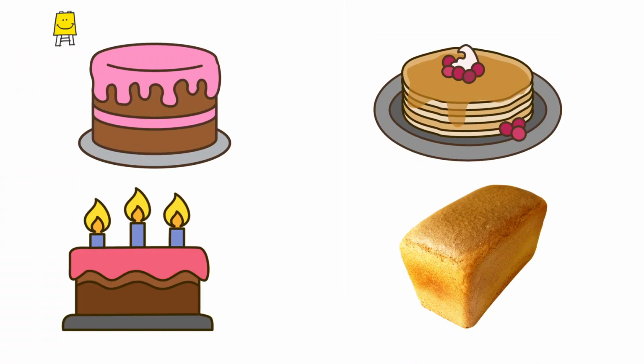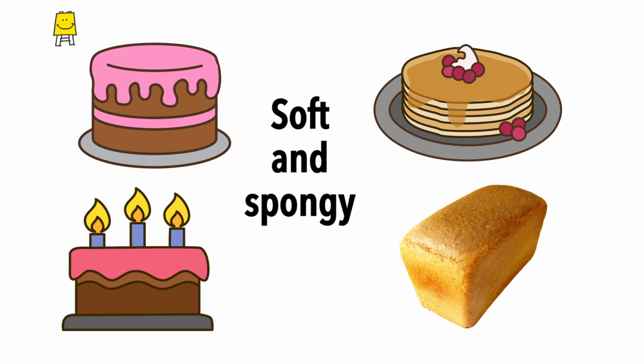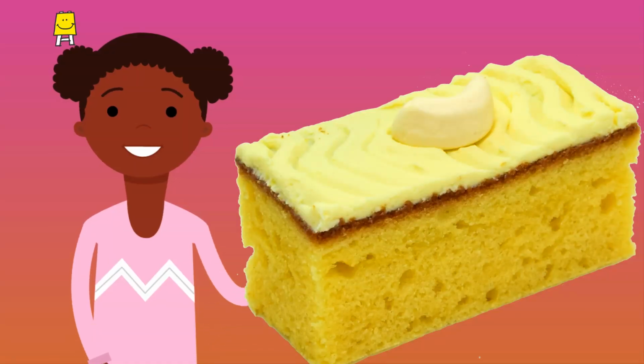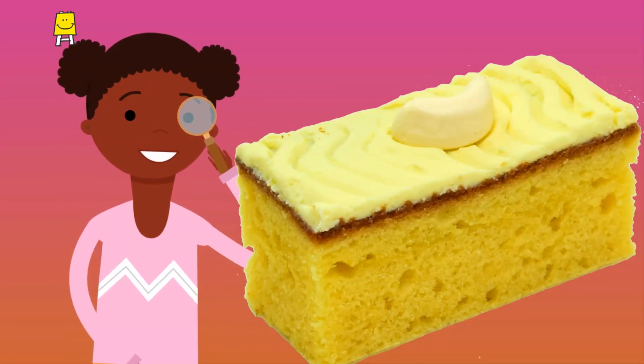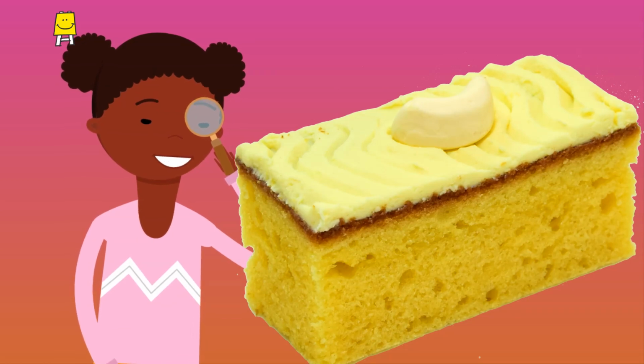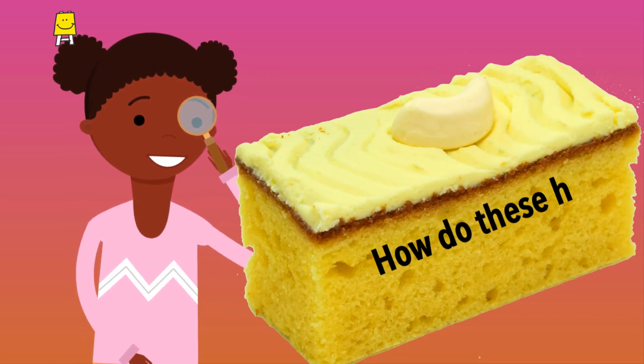Cakes, all of us love them, soft and spongy. But why are cakes the way they are? Have you ever noticed that cakes have numerous small holes? How do these holes form?